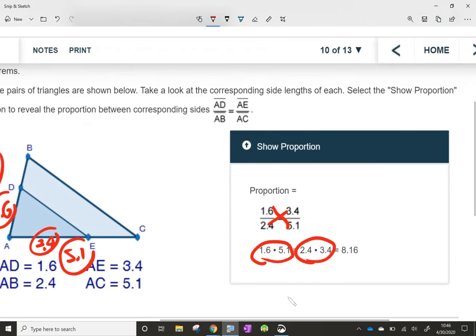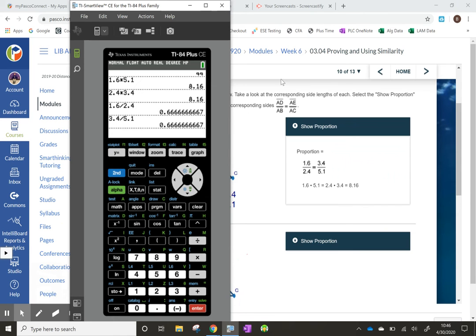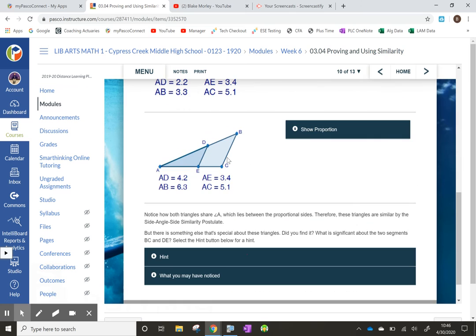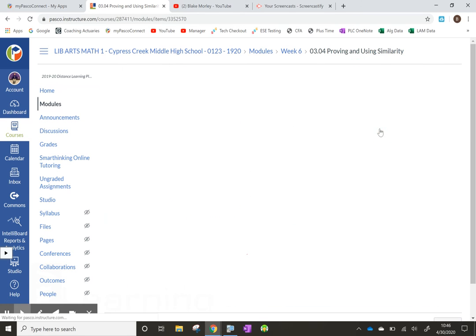This right here is just showing you that you can cross multiply them to figure out if they match. You don't have to just divide them and see if they're the same value. You can cross multiply them instead if you find that easier. And if, again, they're the same value, then they're proportional. So all these do that. I won't show you all of them. You can click on all of them if you want.